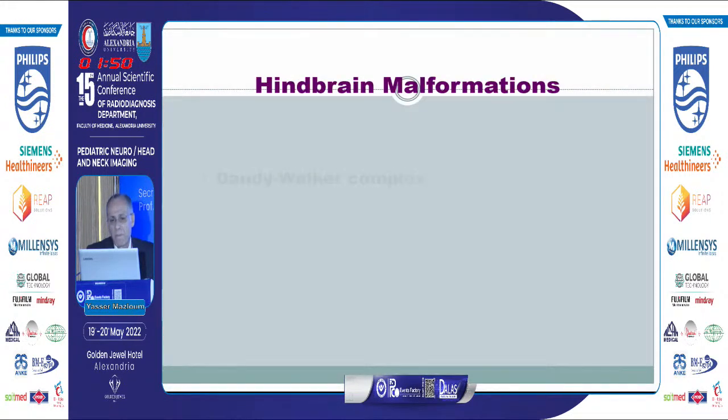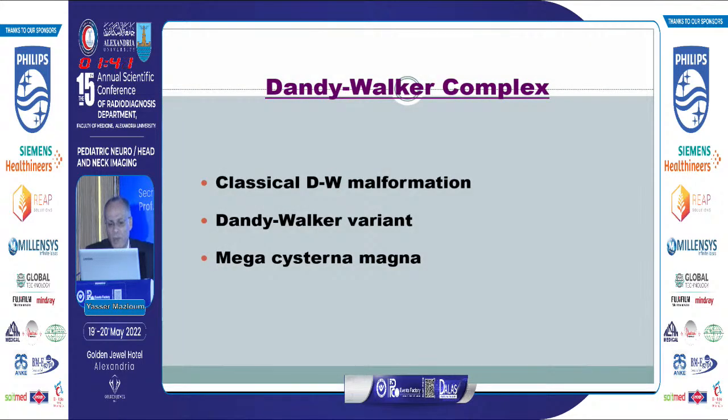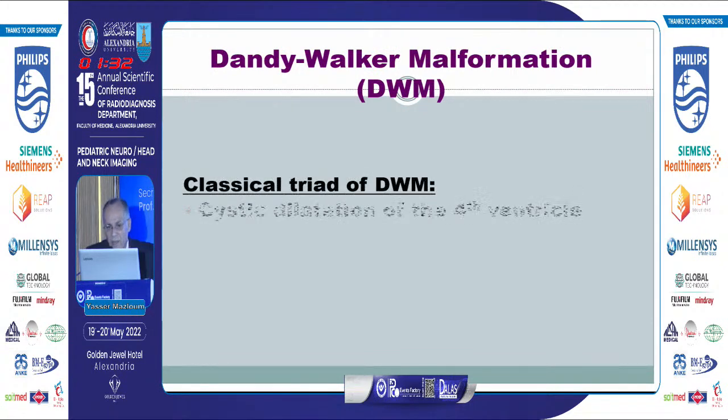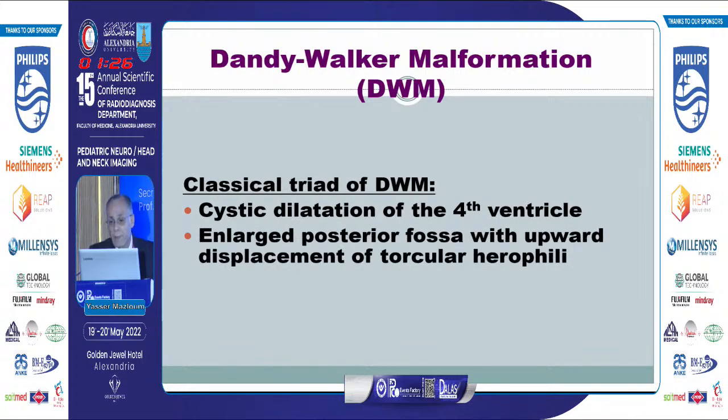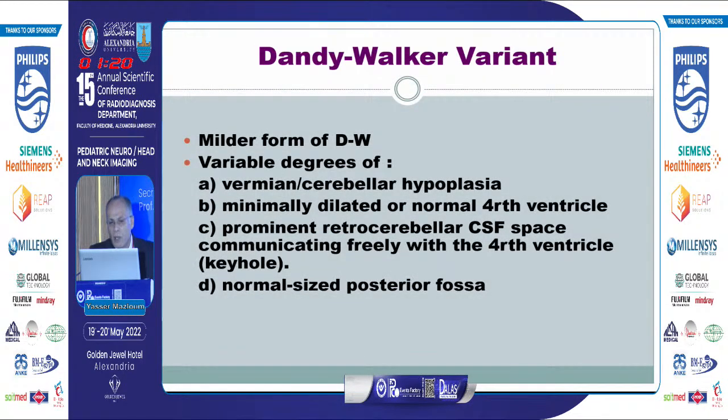Dandy-Walker malformation: congenital posterior fossa cysts, posterior fossa malformation. Classic Dandy-Walker malformation, Dandy-Walker variant, mega cisterna magna. Classic triad of Dandy-Walker: cystic dilatation of the fourth ventricle, enlarged posterior fossa with upward displacement of the torcular, and vermian dysgenesis. Mild form of Dandy-Walker: variable degree of vermian and cerebellar hypoplasia, minimally dilated or normal fourth ventricle, prominent retrocerebellar CSF space communicating freely with the fourth ventricle as a keyhole appearance.